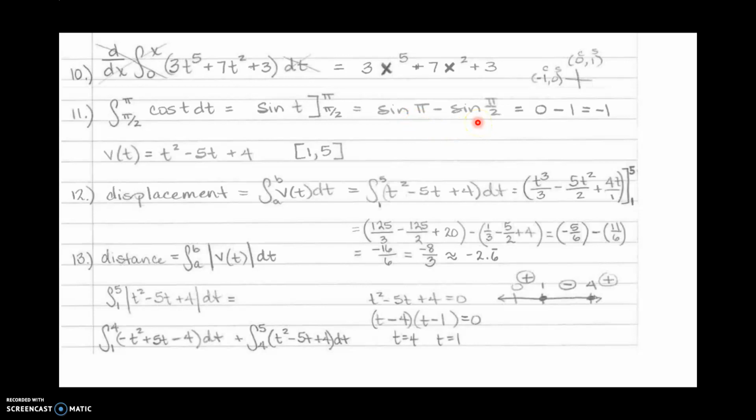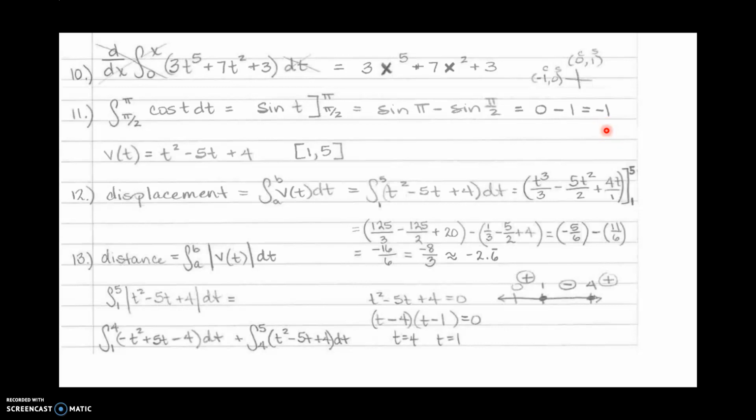So we could look on our unit circle and see that the sine at pi was 0 and the sine at pi over 2 was 1. And if you think about it, without drawing the whole unit circle, if we start at 0 and go up 1, we're at 0, 1. If we start at 0 and go back 1, we're at negative 1, 0. The x value is cosine, the y value is sine. So you can see where they're coming from. The sine at pi is 0 and the sine at pi over 2 is 1. So 0 minus 1 would give us negative 1 there.